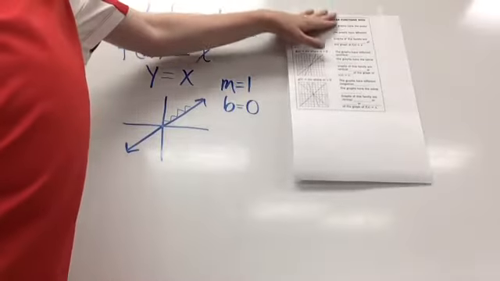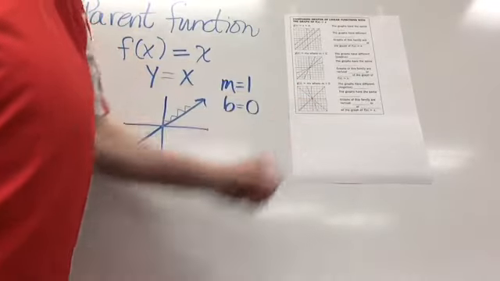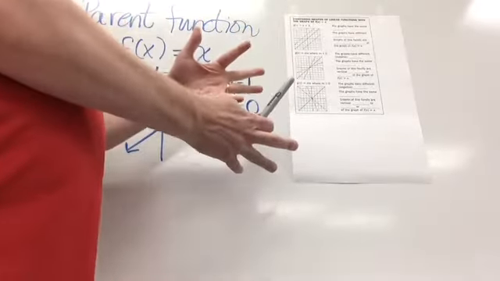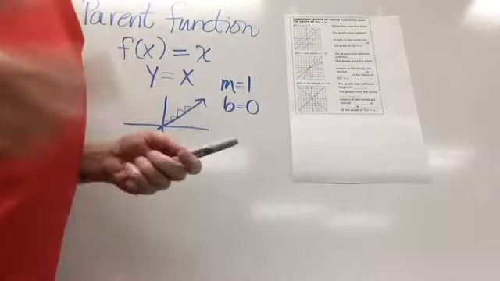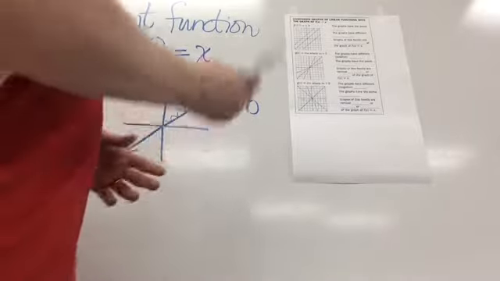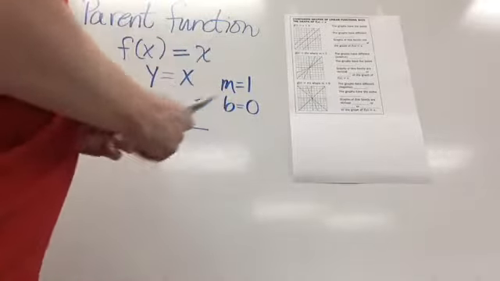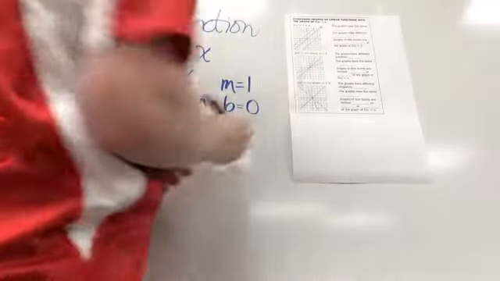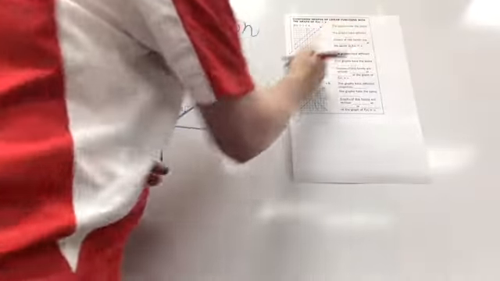Now we're going to look at the bottom part of that page that I gave you to tape into your composition book. I just blew it up larger so it's on one page, but yours is in your composition book. So we're going to kind of sum all of this up. Here, this is my parent function. It passes through the origin and has a slope of 1.